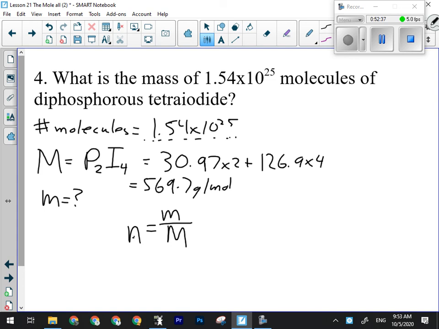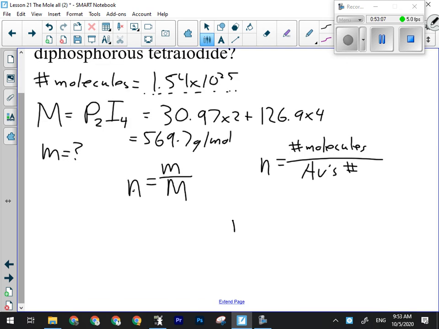In the same way, if I asked you, I have 48 donuts, how many dozen do I have? You would go 48 divided by 12. Here we're taking the number of molecules and dividing by the number of molecules in 1 mole. Same operation. So n equals number of molecules divided by Avogadro's number. So that will be 1.54 times 10 to the 25 divided by 6.02 times 10 to the 23, which is going to be more than 1 mole.